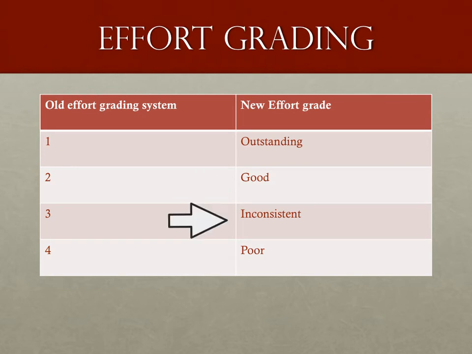3 will mean that we detect some inconsistency in the effort, either that it is not quite at the level that we want it, or that it varies too much between being at some times good or indeed possibly even outstanding, and at other times possibly poor. And the new grade of poor means that we are consistently unhappy with the level of application that a student is giving to that particular subject.